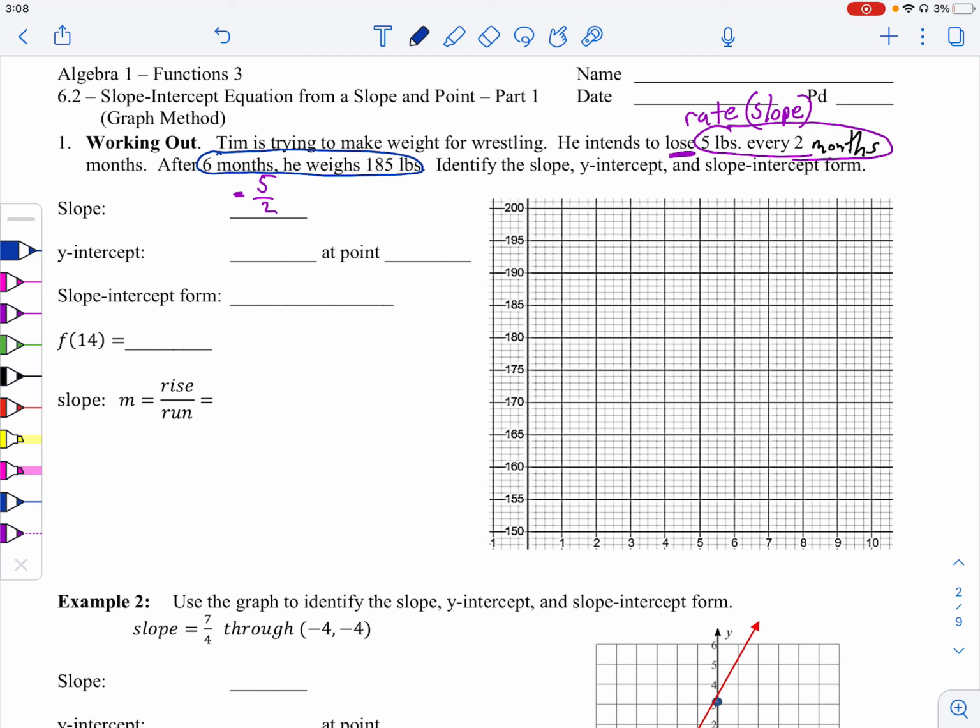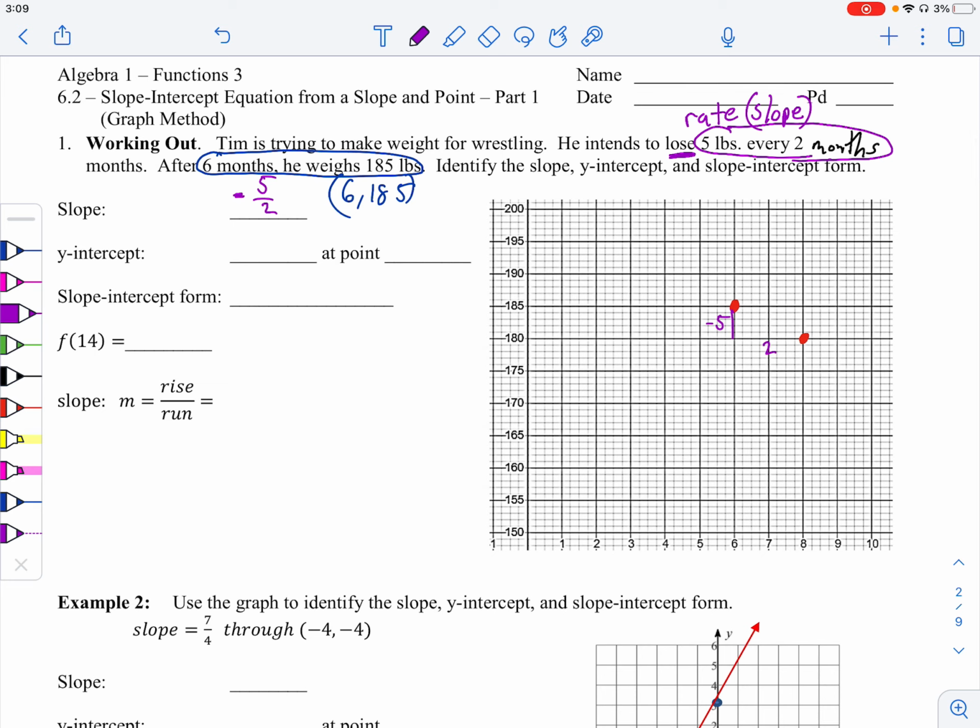We're going to see our data point here. After 6 months, he weighs 185, so we're going to start there. So 6 months, 185, right there. Start at that point, and we're going to lose 5 pounds every 2 months. So here's pounds, 5 pounds should go here, and 2 months is 2 of these lines. So 5 pounds every 2 months right there, and we continue the pattern, losing 5 pounds every 2 months.